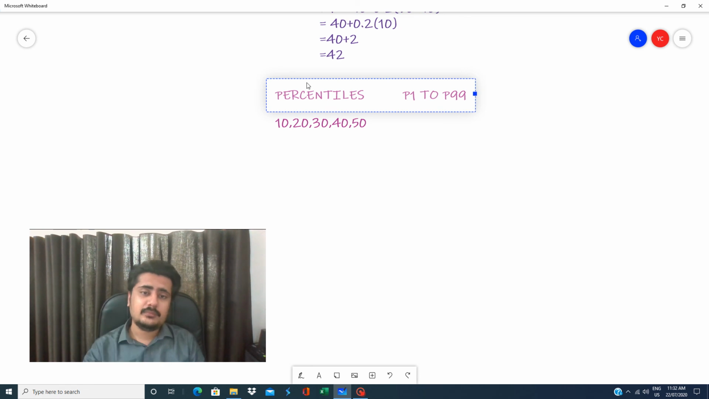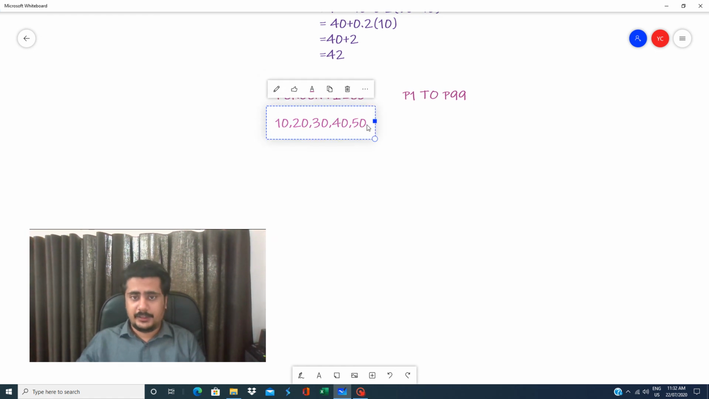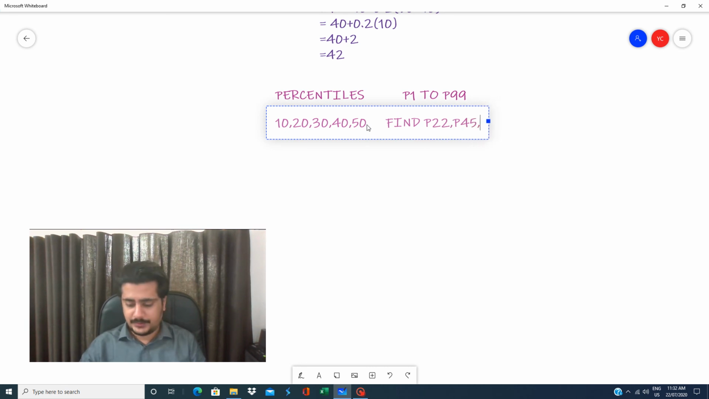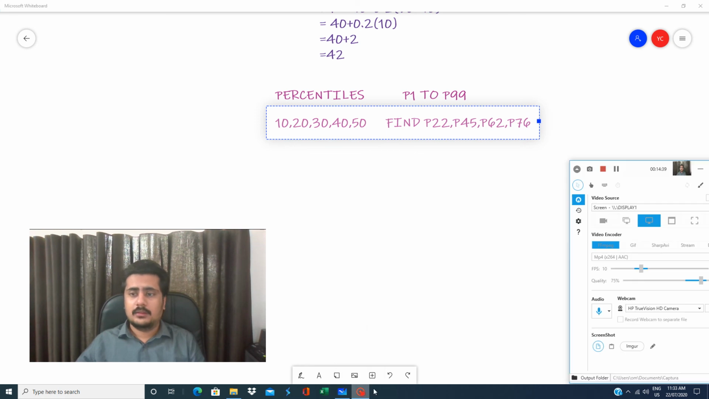Okay, so percentile is 10, 20, 30, 40, 50. We are doing the same question, and what we will be finding is, let's take P22, then let's take P45, let's take P62, and let's take P76. Okay.